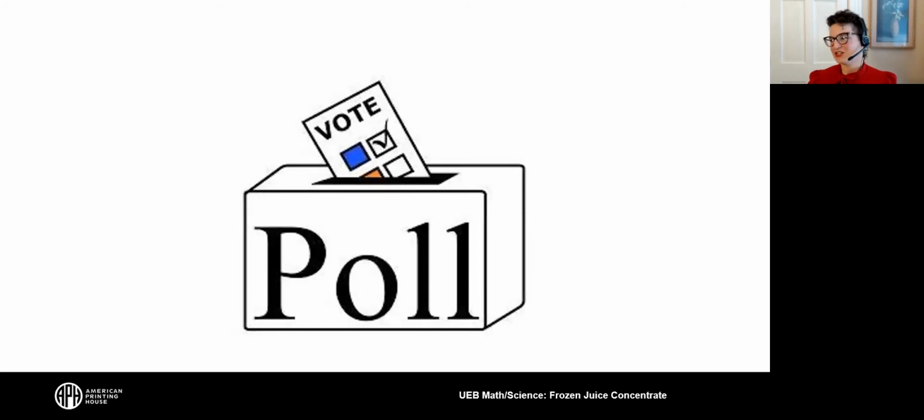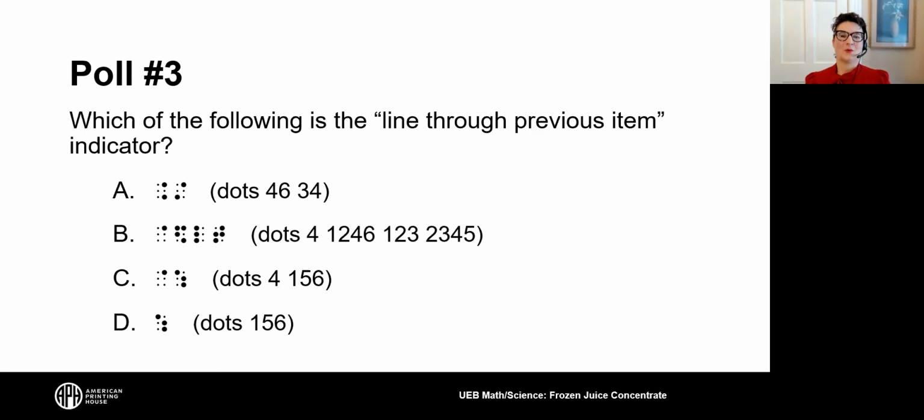Yay, you get to do something. Show us your flex of your UEB Math Science muscles. Which of the following is the line through previous item indicator? Is it A, dots 4, 6, 3, 4, B, dots 4, 1, 2, 4, 6, 1, 2, 3, 2, 3, 4, 5? Is it C, dots 4, 1, 5, 6, or D, dots 1, 5, 6? Which is the line through previous item indicator?